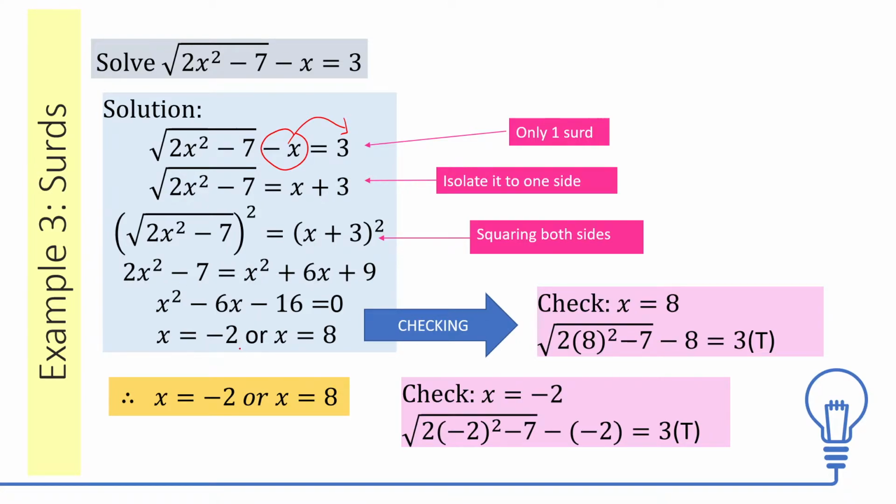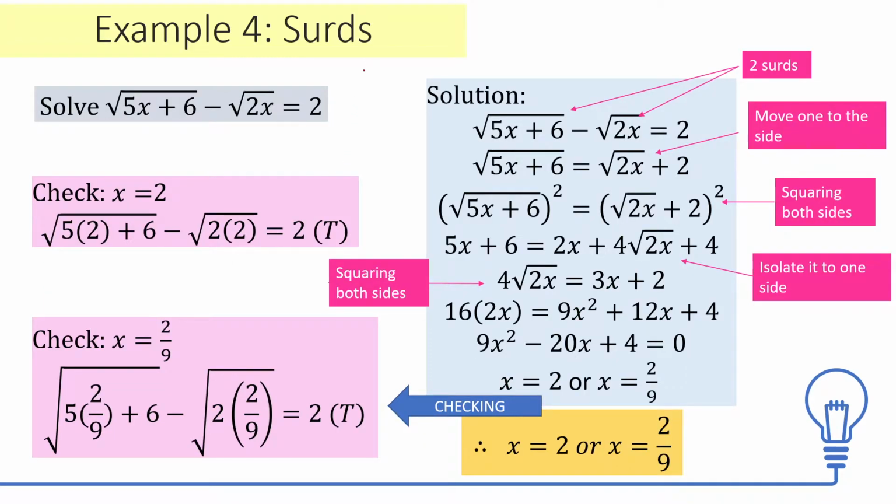Simplify, and then by using calculator, the answer for the x is negative 2 and 8. So substituting 8 and negative 2 into the original equation, both are giving us the true statement. So my final answer is minus 2 and 8.